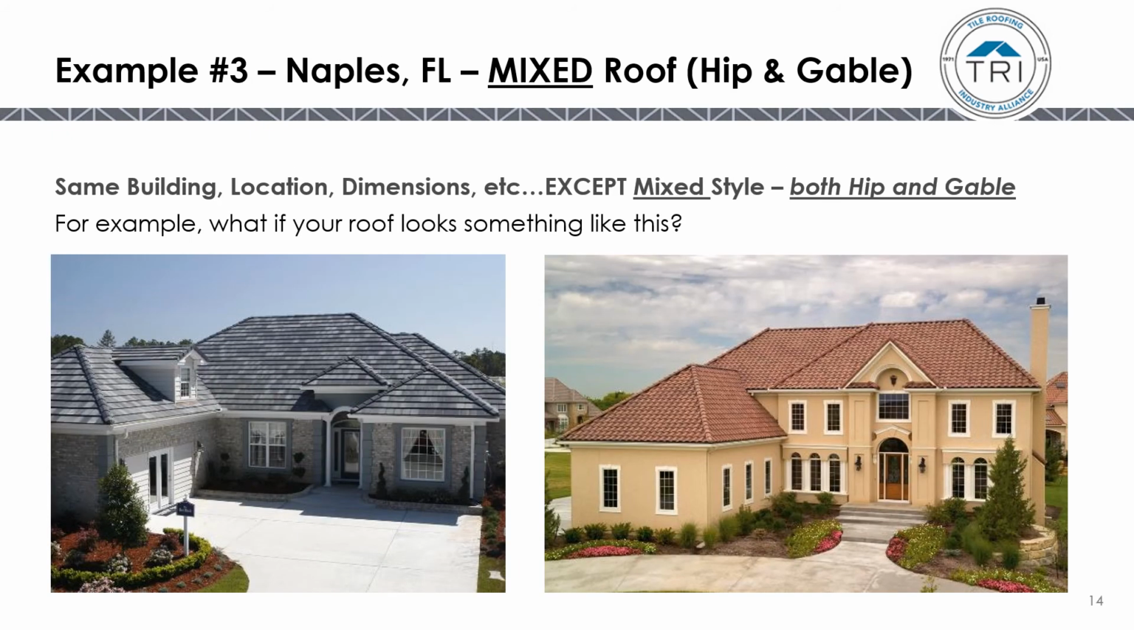Now let's take a look at a third example where it's the same roof, but what if it's mixed, where there's some portions that are hip and some that are gable? How would we deal with that? Well, let's look at an example. So here you see a couple of roof styles that are predominantly hip style roofs, but there are some portions that are gable. The one on the left has a dormer, so it has a gable style roof on that. And the one on the right has an entryway and it's got a gable style roof over the entrance.